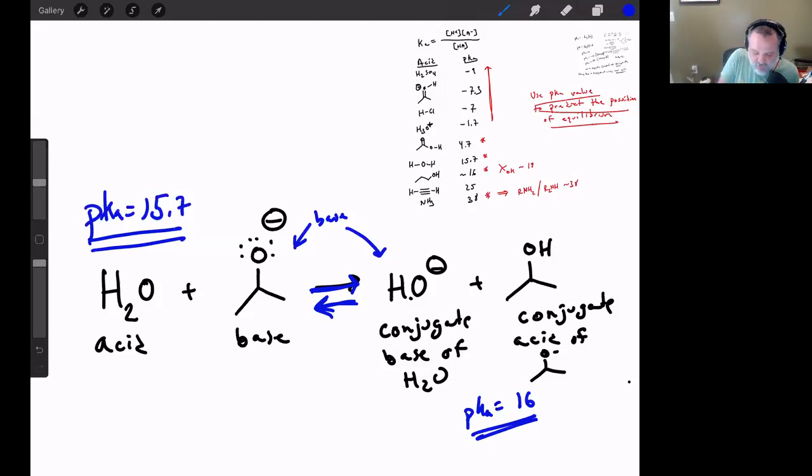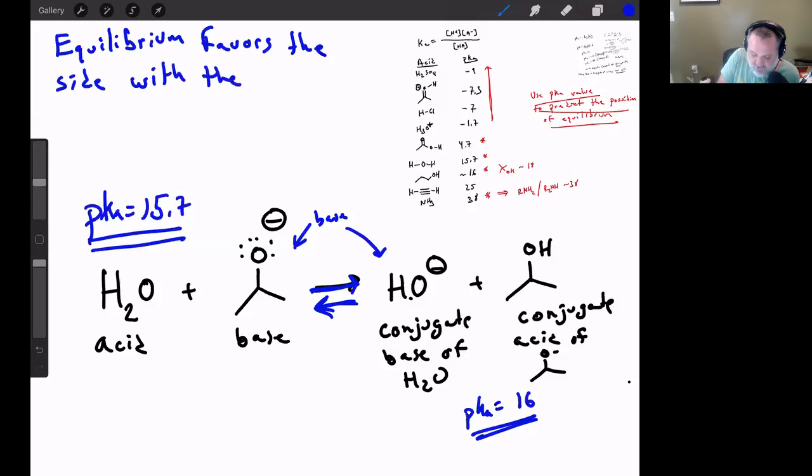So what kind of generalized rule can we make out of that? We could say that an equilibrium favors the side of the reaction that has the weakest acid. And so we can bear that out with our previous example.